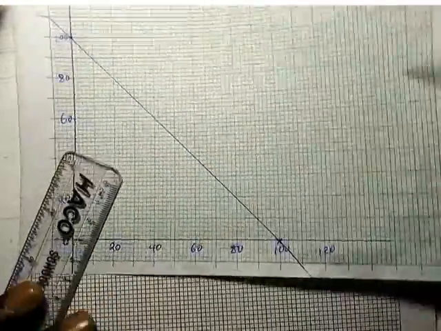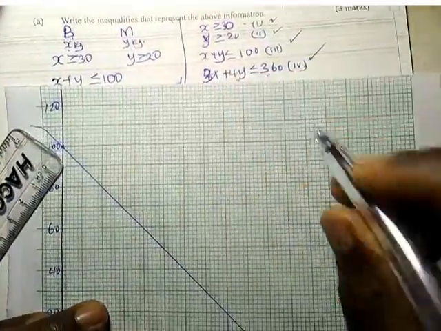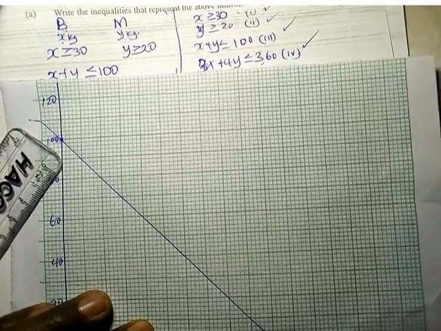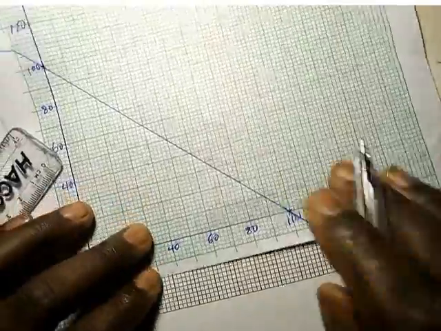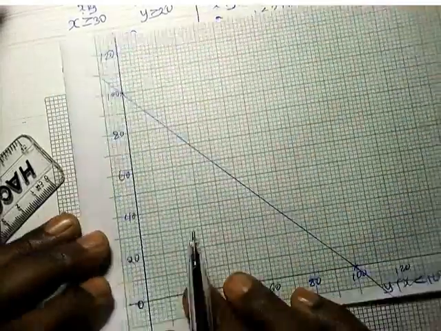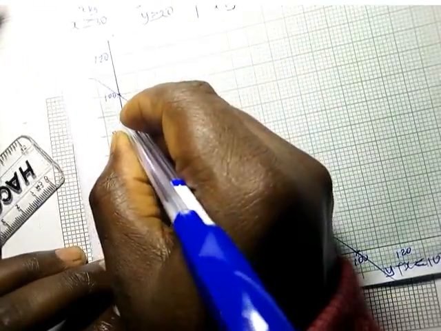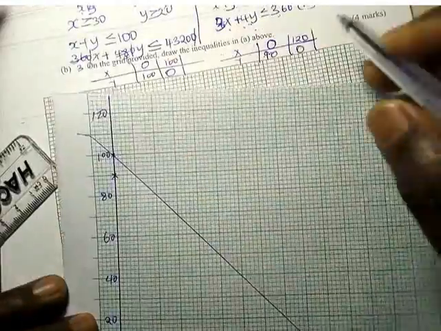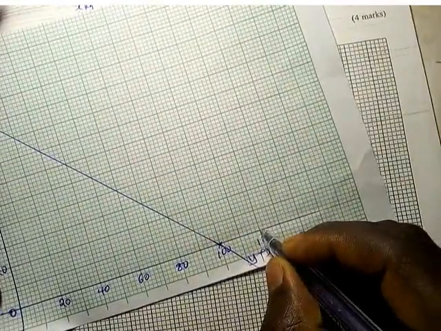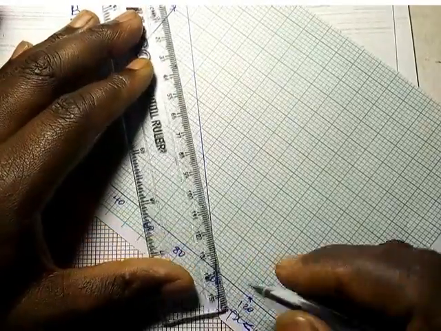That is the line. This is the line y plus x is less than or equal to 100. So you need to write that one like this. And then we draw this one: when x is 0, y is 90. So 90 is here like this. When x is 120, y is 0. 120, 0 there. So you join the two lines.